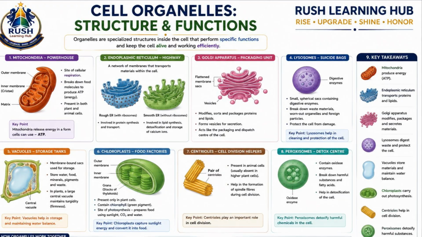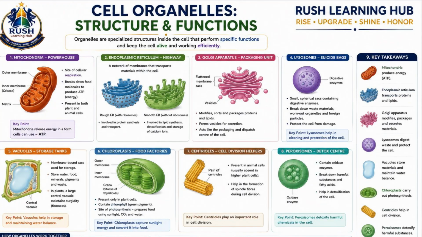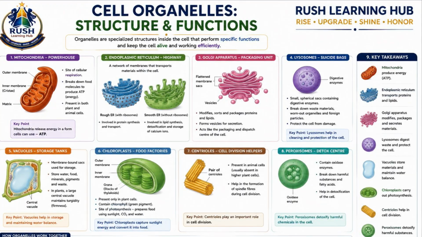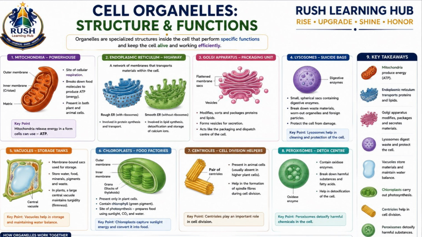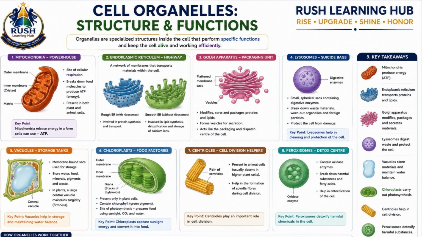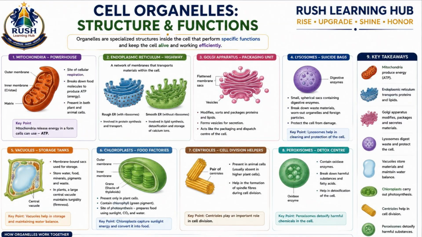Students, remember this simple analogy. The cell is like a factory. The nucleus is the manager. Ribosomes are the workers. The ER is the transport network. The Golgi apparatus is the packaging department.